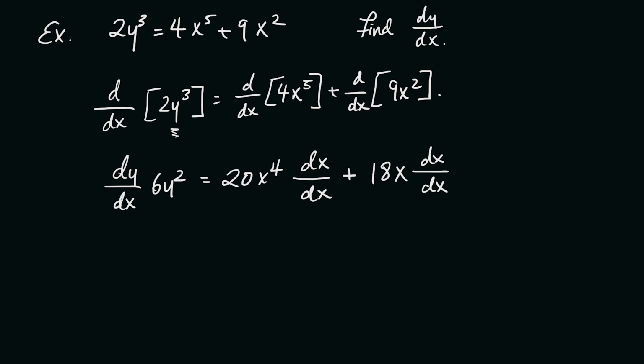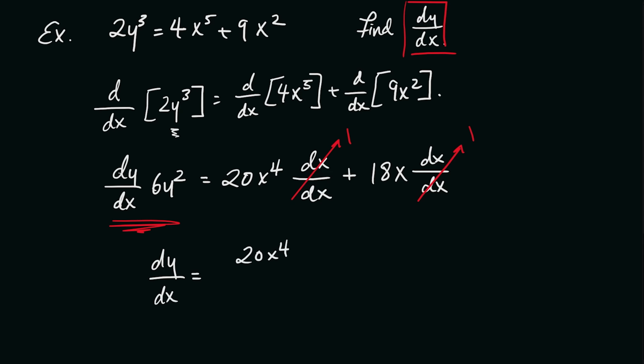Now, one thing that we could do is this dx over dx, let's just say that that's equal to 1, right? Because, of course, it is equal to 1. dx over dx, the numerator and the denominator are the same, so it equals 1. So now this is the issue that we're having here. We're trying to find dy over dx, but we can't leave it like this, right? We have to isolate the dy over dx. So in this case, what I would do is divide by the 6y squared to get dy over dx. That means dy over dx is just equal to 20x to the fourth plus 18x over 6y squared. And that is our answer.